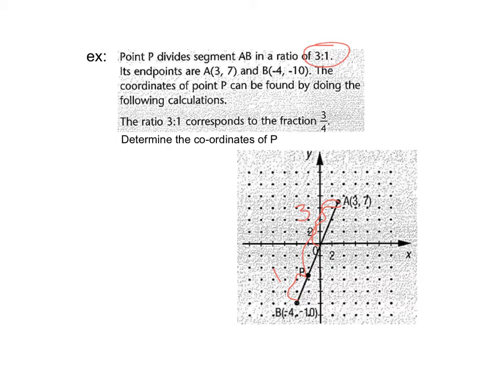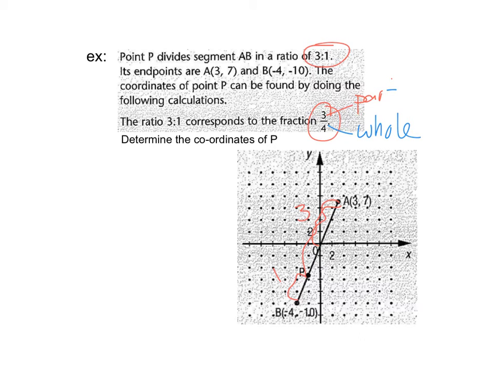So we need to put that in a fraction to put it in our formula. Well, 3 to 1 corresponds to the fraction 3 over 4, because remember, 3 is the part and 4 is the whole. So it's 3 parts out of 4 parts altogether. Now, to determine the coordinate, we'll be using the formula we saw earlier.